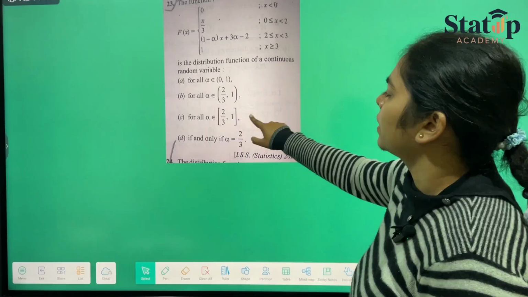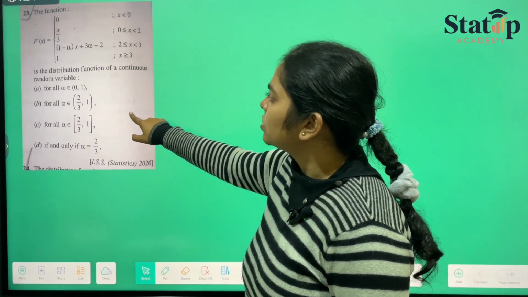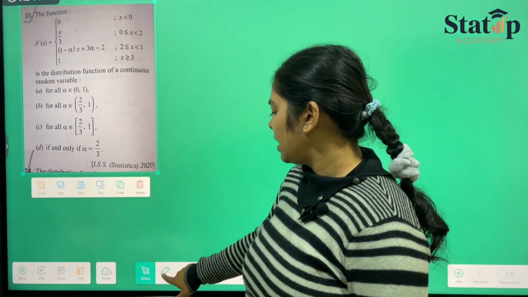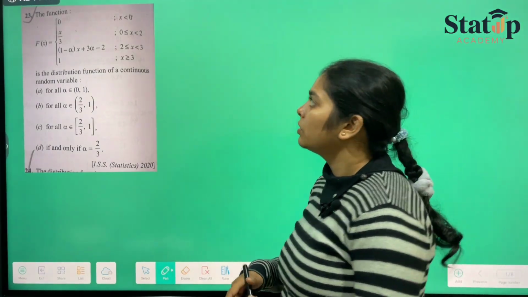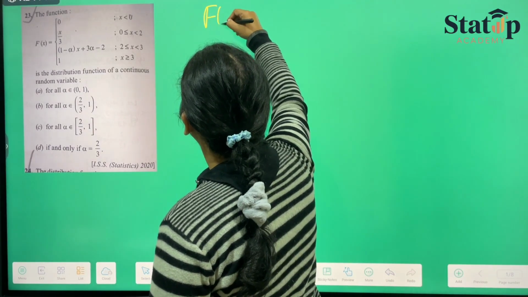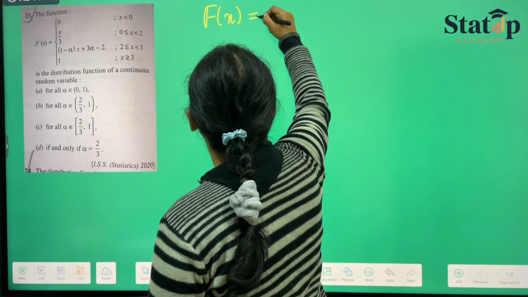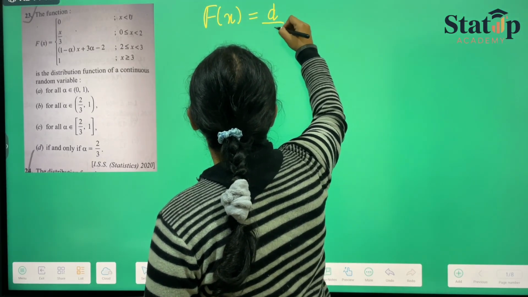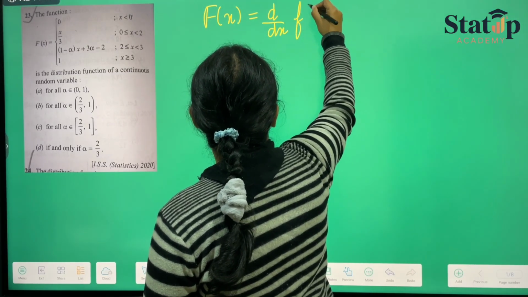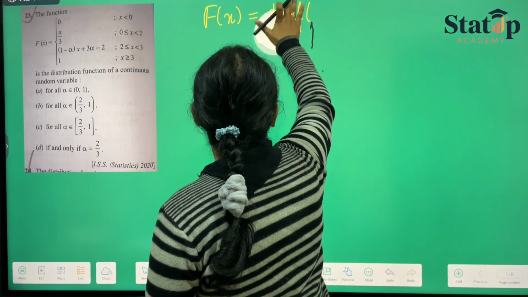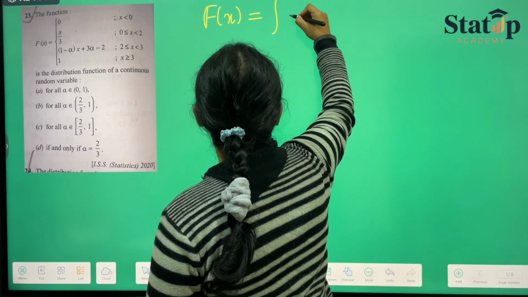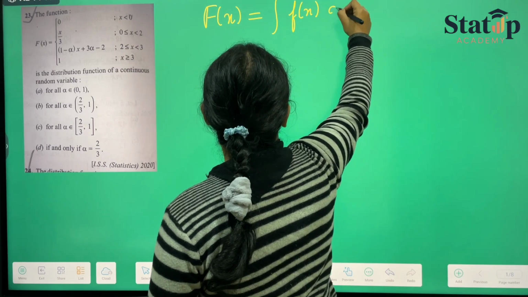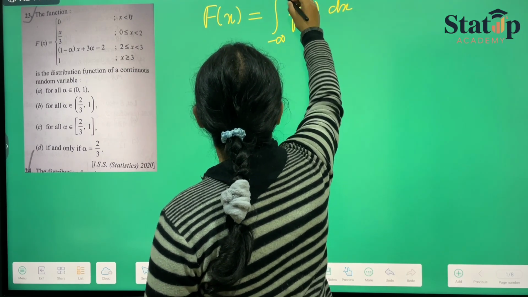Okay, now moving forward to another and the last kind of question they ask in the examination on this topic. They have asked the range of alpha. They have given us here the CDF. CDF is nothing but the integration of the PDF from minus infinity to x.